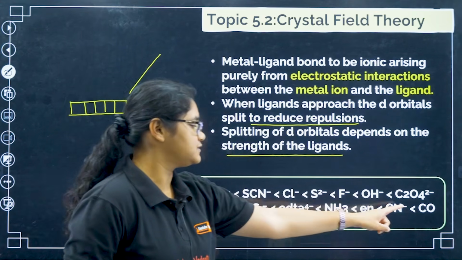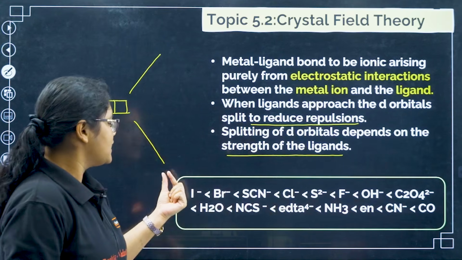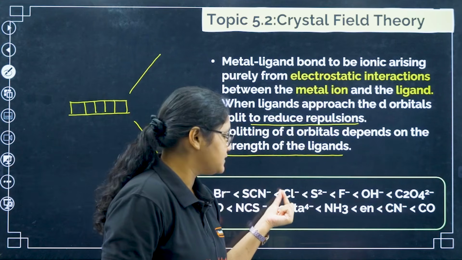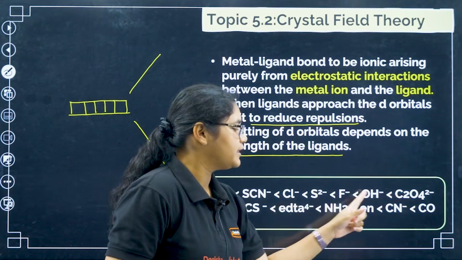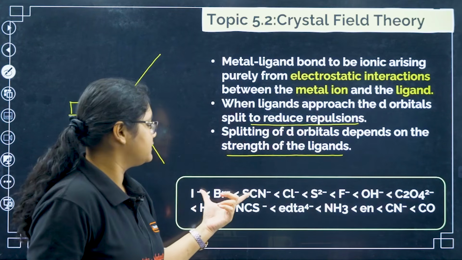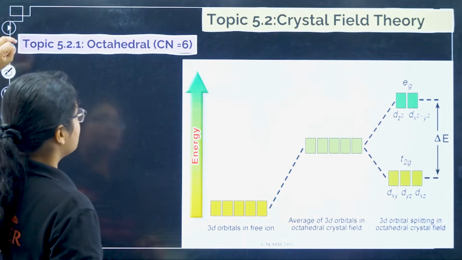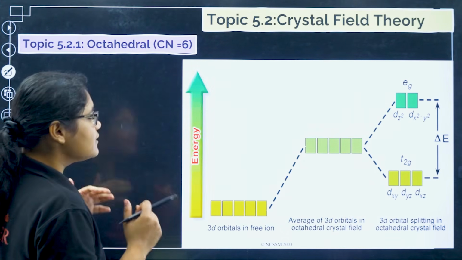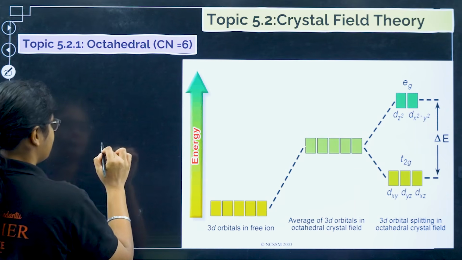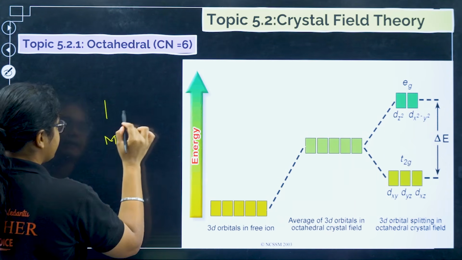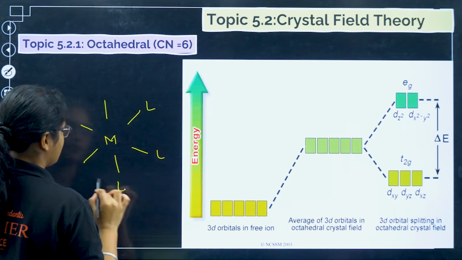So you can see CO, CN-, en, NH3 are strong field ligands, whereas I-, Br-, SCN-, Cl- are weak field ligands. When I have strong field ligands, there will be more splitting. When there are weak field ligands, there will be less splitting. Now let's move forward to understand the crystal field splitting for coordination number 6, where ligands are approaching the metal in 6 directions.